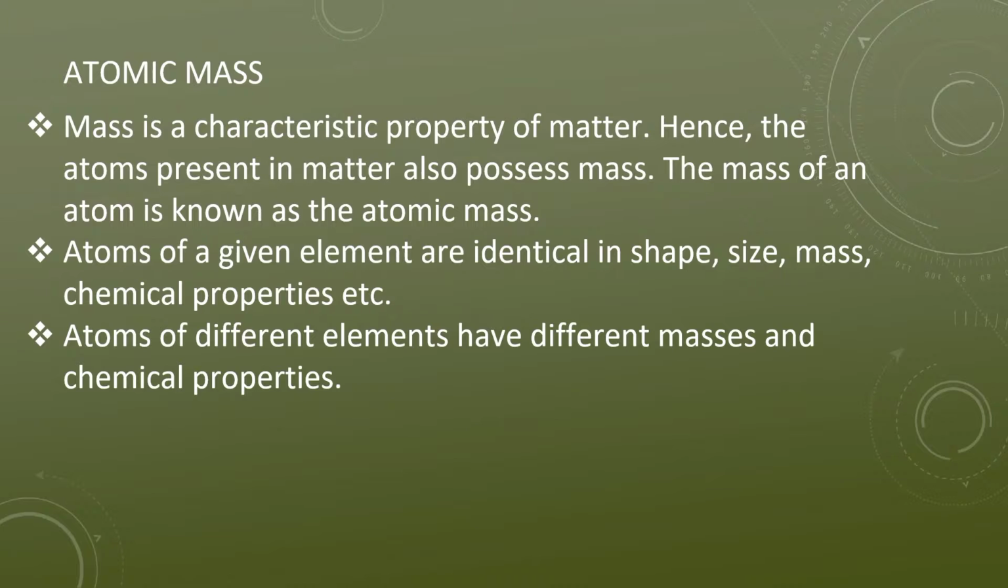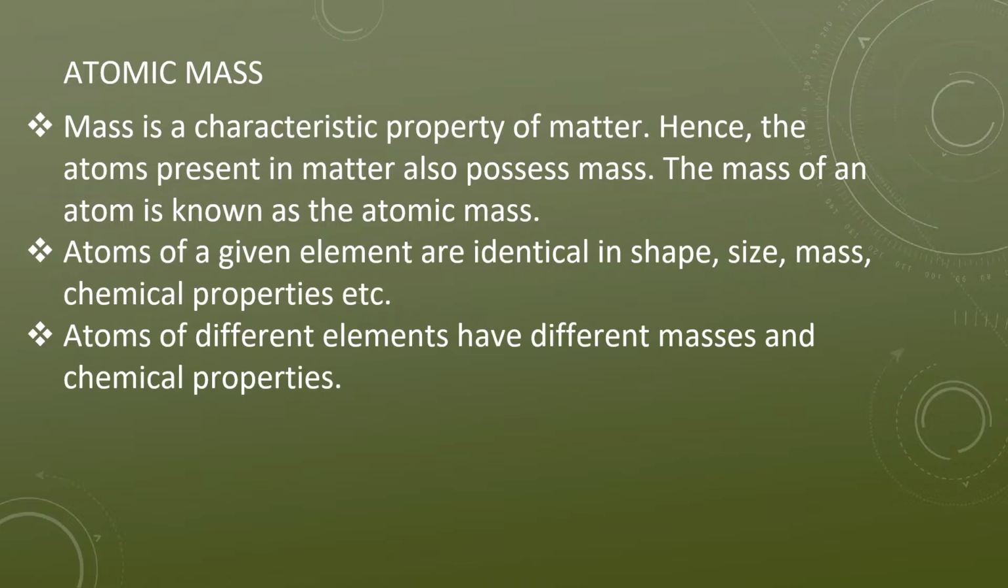Today we will be discussing atomic mass. You see, mass is a characteristic property of any matter. If any matter is here, that means there should be a mass, and it should occupy space. Hence the atom also has mass. An atom which is present in matter also consists of a mass. Since mass is present in the atom, matter occupies space. The mass of an atom is known as the atomic mass.